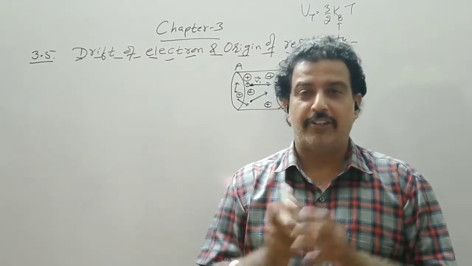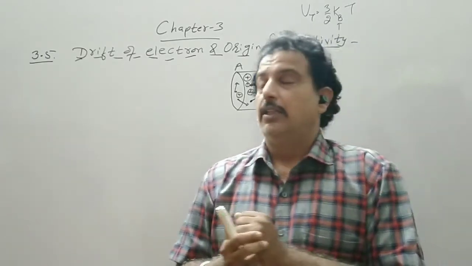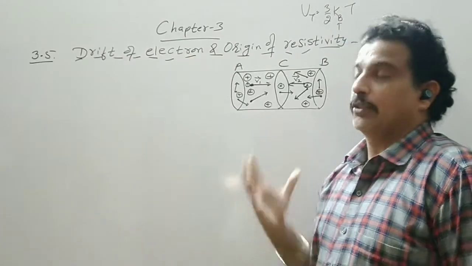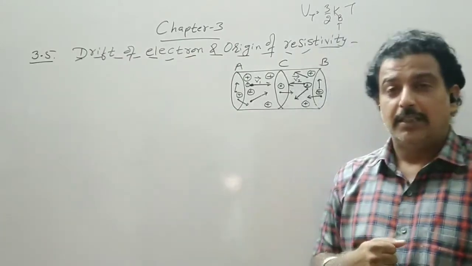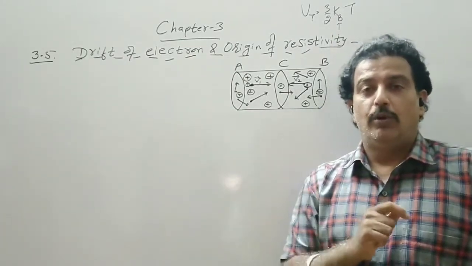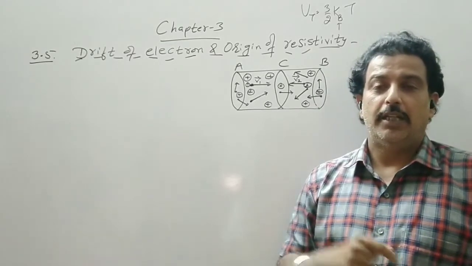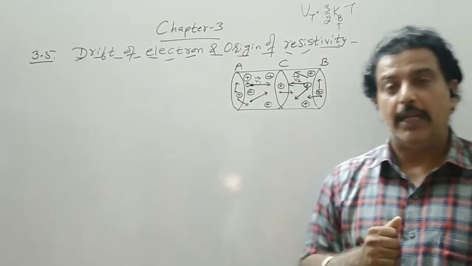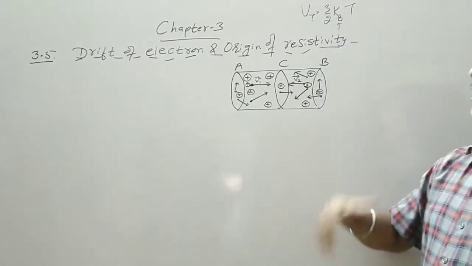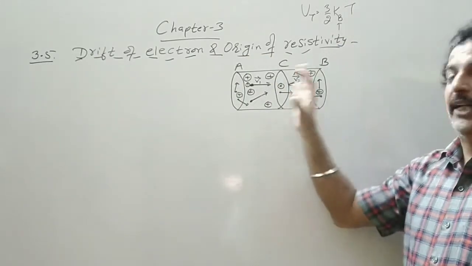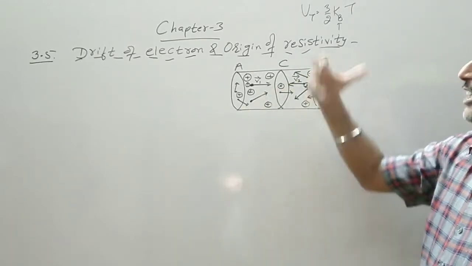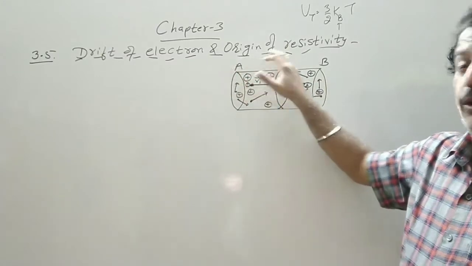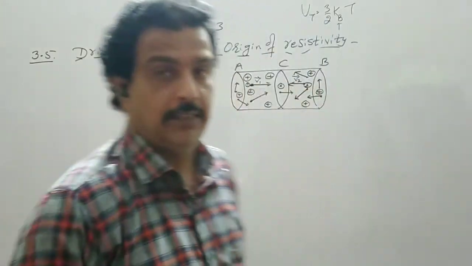So this is the first situation, because we have to see the drift of electrons. Drift of electrons means the electrons will move in a particular direction in the presence of an electric field, when the electric force acts on them. While moving they will collide with the ions, which is referred to at the microscopic level as the origin of resistivity.